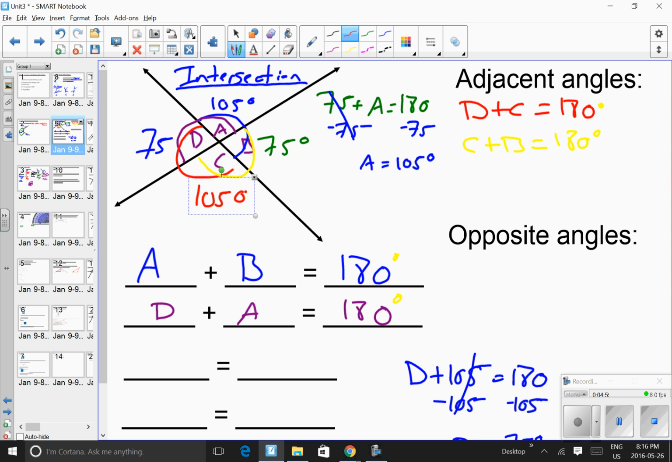So something cool happens when you have an intersection. Adjacent angles are always adding up to 180. Now you'll notice the angles across from each other, the ones that aren't adjacent, we call those the opposite angles. So in this case, it'll be B and D, and A and C. You'll notice they're equal. A equals C and D equals B.